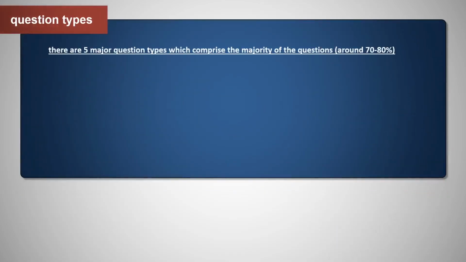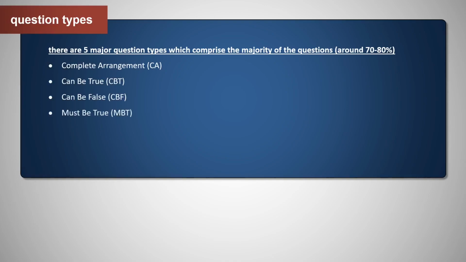Now, with respect to the question types, there are 5 major question types which comprise the majority of the questions. Around 70 to 80% of the questions are going to be these 5 major types. They're the complete arrangement questions, the can be true questions, the can be false questions, the must be true questions, and the must be false questions. Of these, the can be true and must be false are actually the most common. The can be false is relatively rare. The complete arrangement is not rare. It occurs like every other game, essentially once per game. So the remaining 3 are actually the most common.